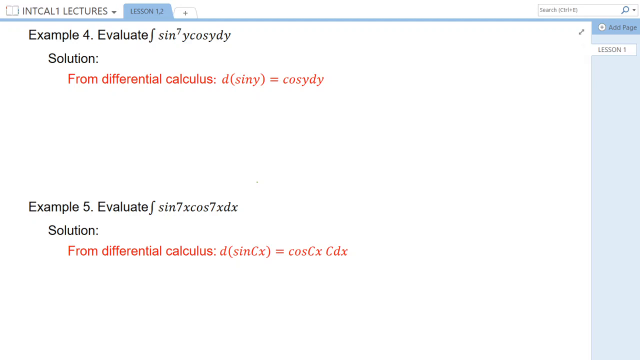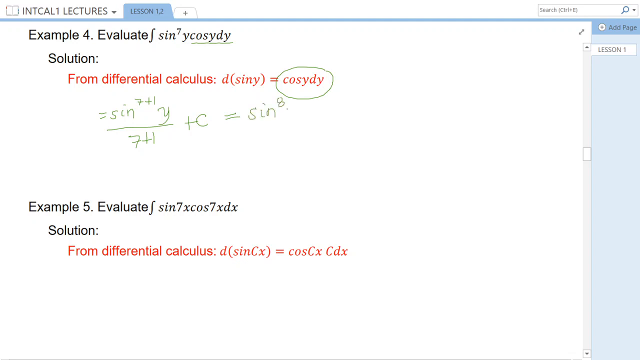So if you remember your differential calculus, the differential for sine y is equal to cosine y dy. So this one, the differential for sine y satisfies this in our equation. So let us just get the power for that, okay? So that is simply equal to sine raised to 7 plus 1 y over 7 plus 1 plus c. Okay, simplifying that further, it will give us sine raised to 8 y over 8 plus c.